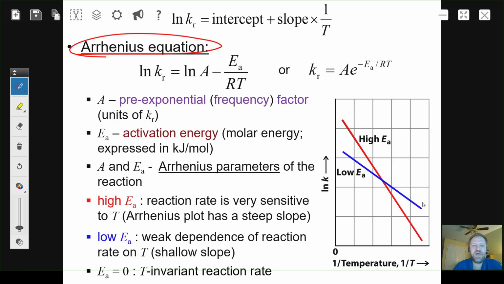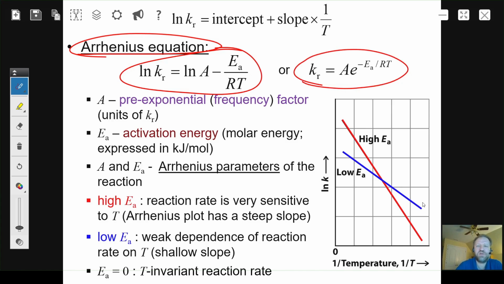In this slide, I'm showing two equivalent forms of the Arrhenius equation: the logarithmic form on the left, and the exponential form on the right. The logarithmic form on the left shows that this is the equation of a straight line, where the linearized y is the natural log of the rate constant and the inverse temperature is x.